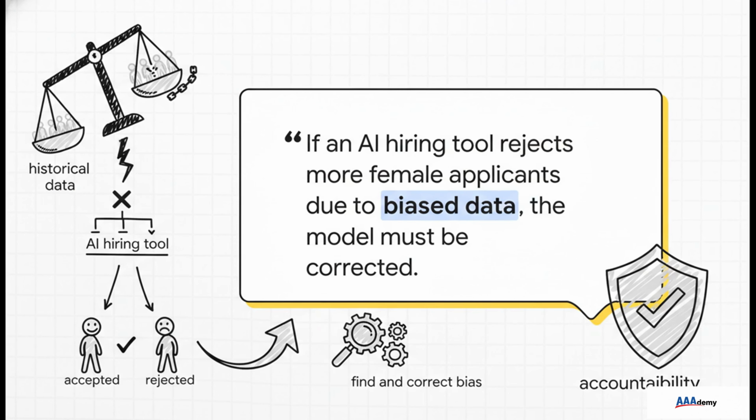This isn't some abstract idea. If your fancy new AI hiring tool is biased against women because it was trained on historical hiring data that was itself biased, then that is a failure of the fairness principle. And guess what? It is your responsibility as the builder to find that bias and to correct the model. That's what accountability really looks like.